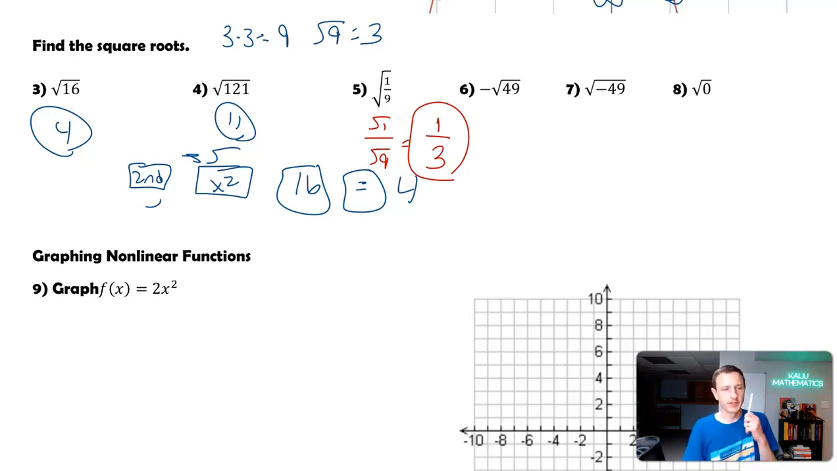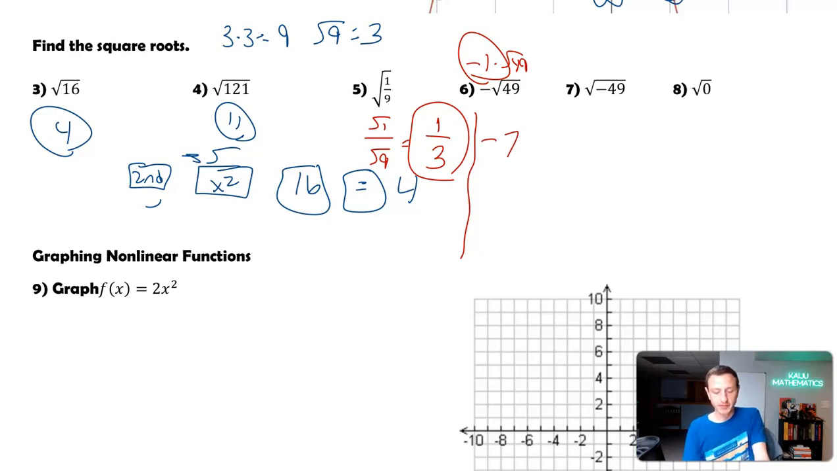Big difference here between number 6 and number 7. In number 6 we have the negative square root of 49, and in number 7 we have the square root of negative 49. So the placement of the negative is key. On 6 the negative is on the outside. So if I'm taking the square root of 49, I'm multiplying that result by -1, essentially. This is pretty much -1 times the square root of 49. So the square root of 49 is 7, because 7 times 7 is 49, but then I have this negative on the outside of the square root, so it would be -1 times 7, which is -7.